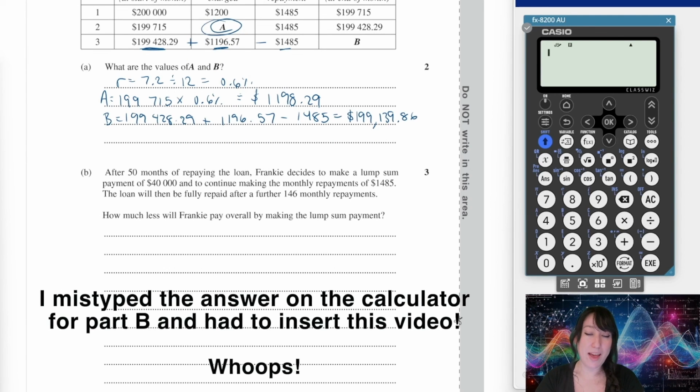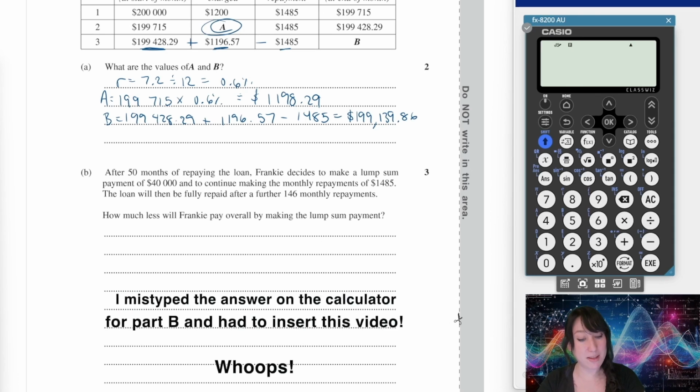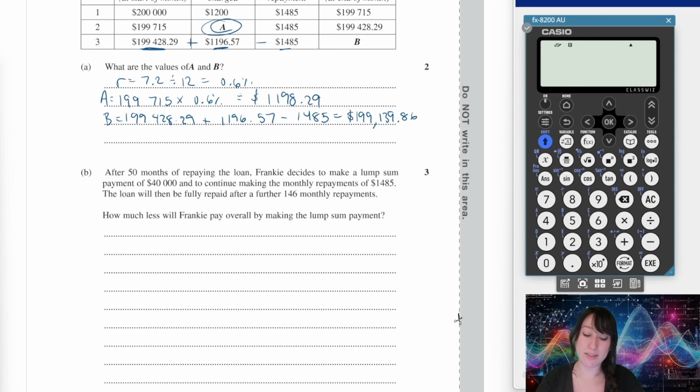Part B. After 50 months of repaying the loan, Frankie decides to make a lump sum payment of $40,000 and to continue making the monthly repayments of $1,485. The loan will then be fully repaid after a further 146 monthly repayments. How much less will Frankie pay overall by making the lump sum payments?